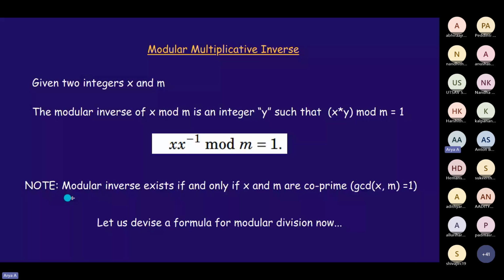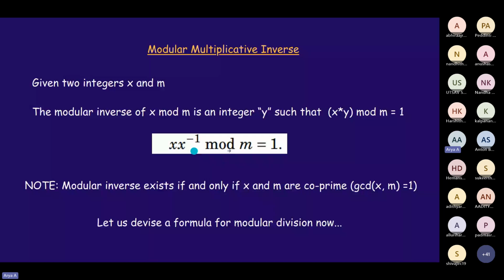Modular inverse exists if and only if x and m are coprime. So x and m should be coprime for me to find some inverse for x mod m. The meaning of coprime is that the GCD of x and m must be 1. The greatest common divisor of x and m must be 1. I hope that everyone knows this, and we are not interested in proving this right now. Although the proof is kind of simple, you can Google it later. For now, just remember it exists only when x and m are coprime.